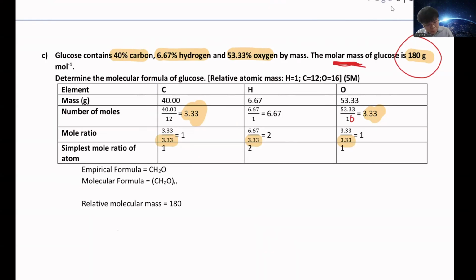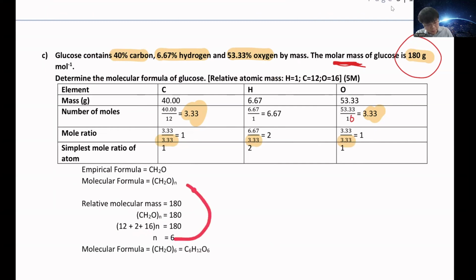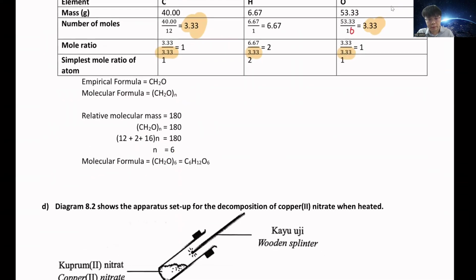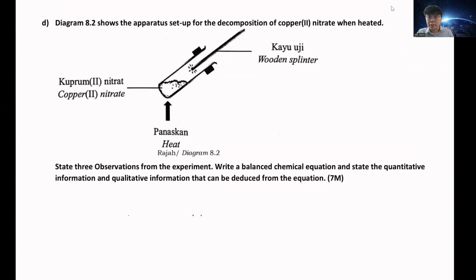Then after that, you can put the real formula. So the real formula is this. Put equals to 180. So C is 12, hydrogen is 1, then oxygen is 16. Then you're able to get N equals 6. Put the N equals 6 inside here. So put here 6, then you get C6H12O6.